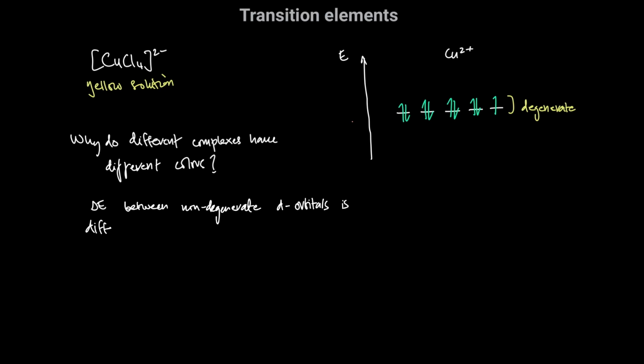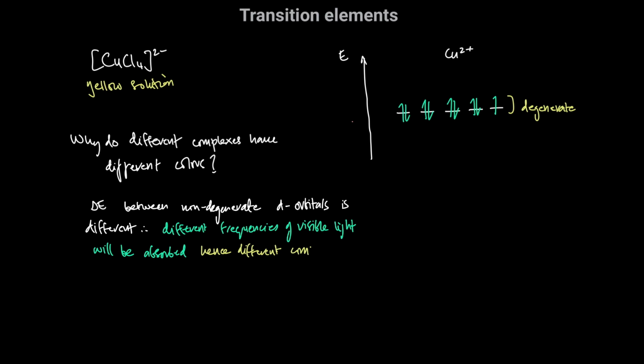Which means that if the difference in energy between the d orbitals is different, we can say therefore that different frequencies of visible light will be absorbed, and therefore different complementary colors will be observed.